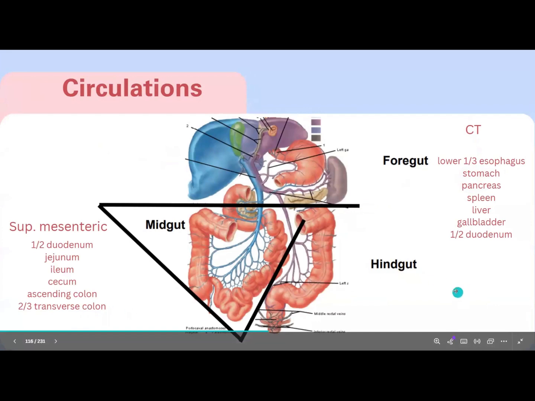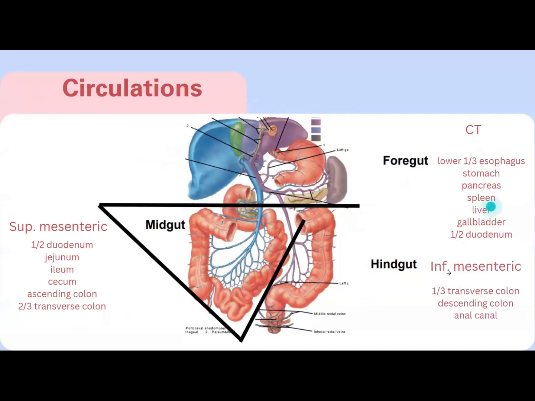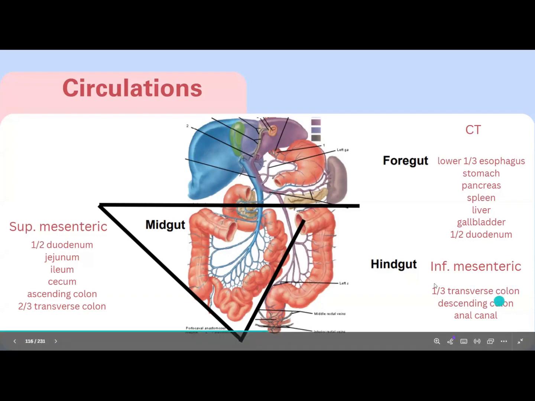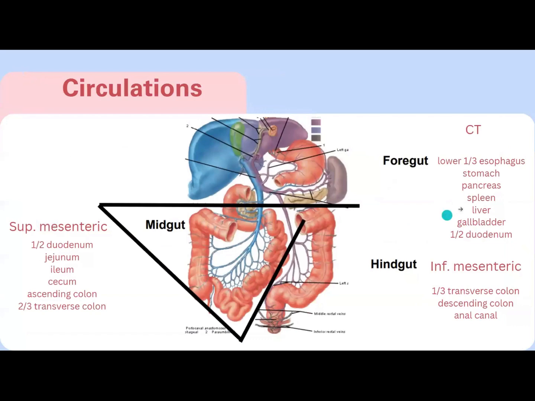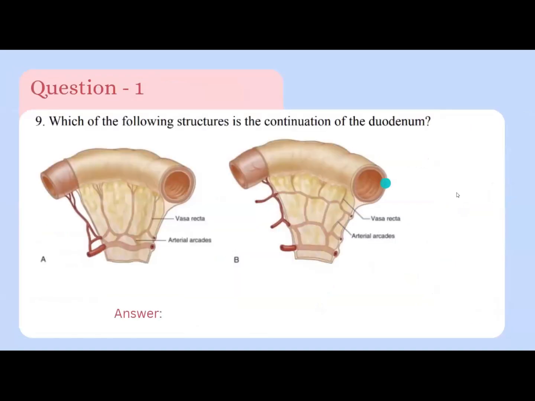The hindgut, what is the main artery that supplies it? Inferior mesenteric, exactly. And what does it supply exactly? The last third of the transverse colon, the descending colon, and anal canal. Okay? We're going to go into more details about the blood supply at the very end, but just bear with me for now.